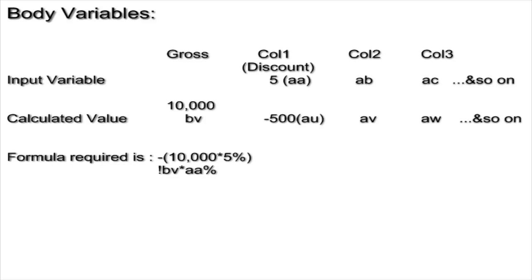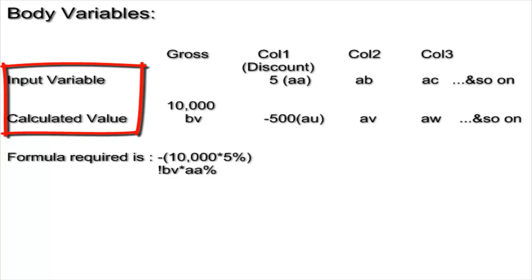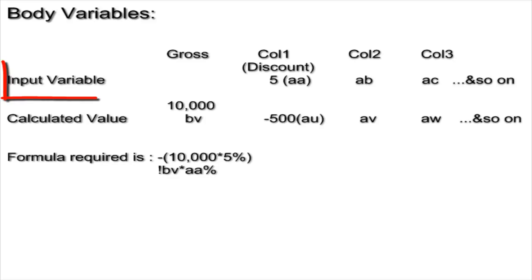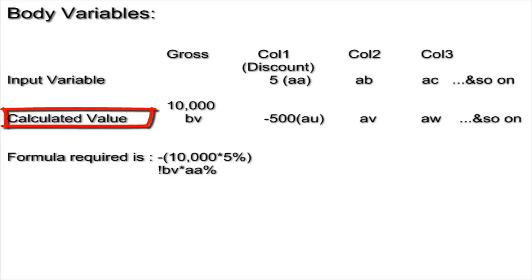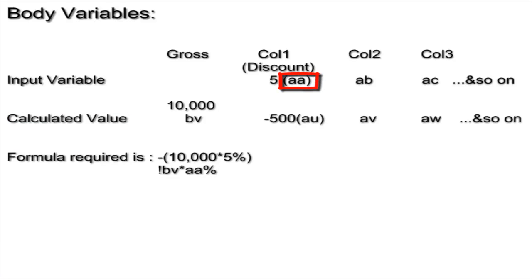In any purchase or sale screen, up to gross, those are default columns. After gross, for every column, one input and one calculated value variable will be there. Whatever the user enters in a particular column will be stored in the input variable. Based on the formula, after calculation, it will be stored in another variable that is called the calculated value variable. So for the first column, the input variable starts from AA. For the second column, it will be AB. Third, it will be AC, and so on. While the calculated value variable starts from AU, AV, AW, and so on.